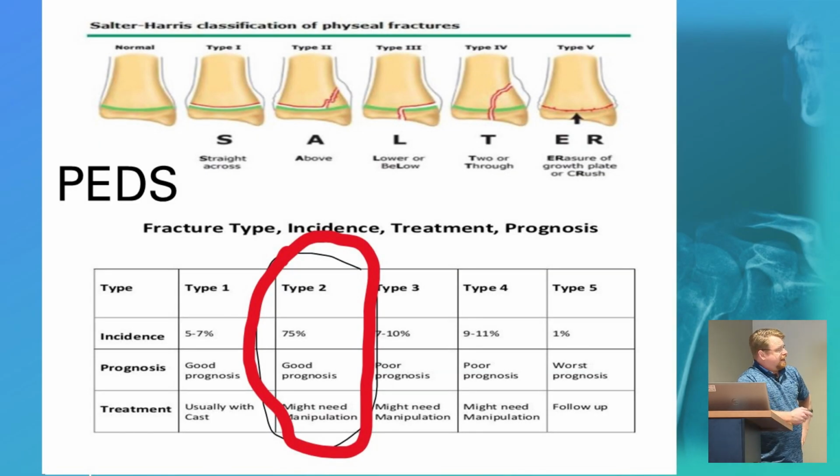The type 2 is the one that really gets the cake, as far as it happens more often than any other fracture of the kid. Type 2, can anybody describe a type 2? I know you guys have to learn this stuff for boards.